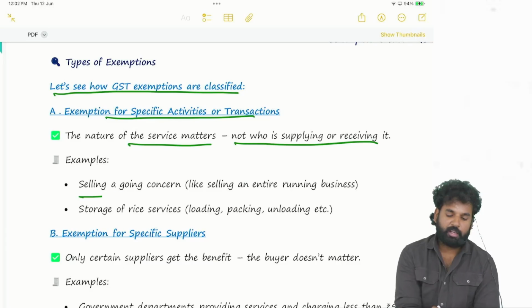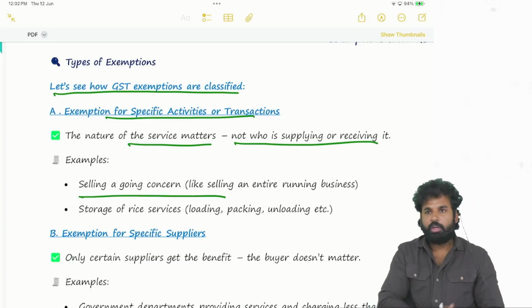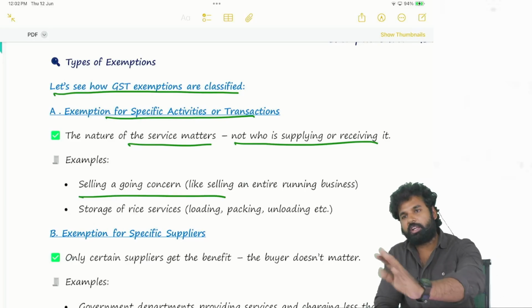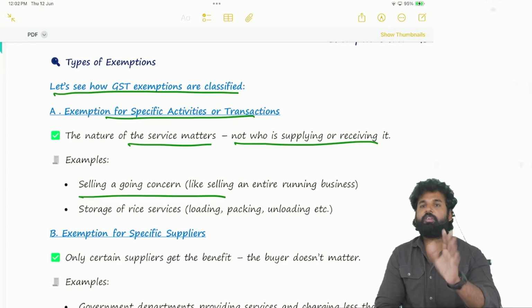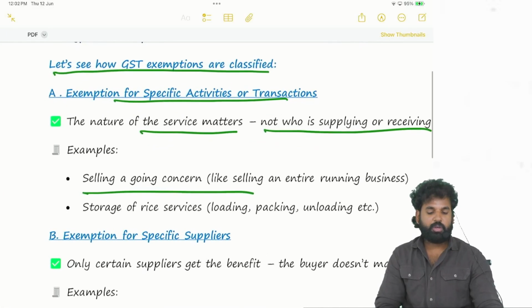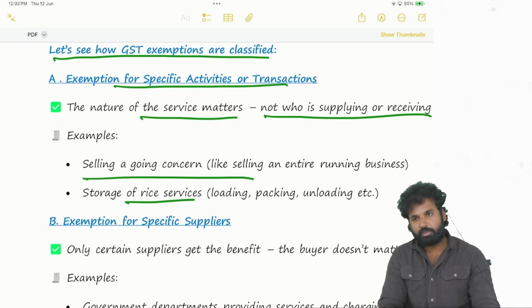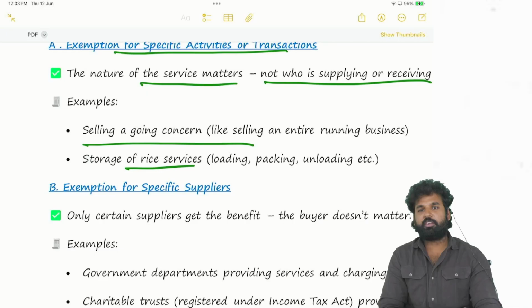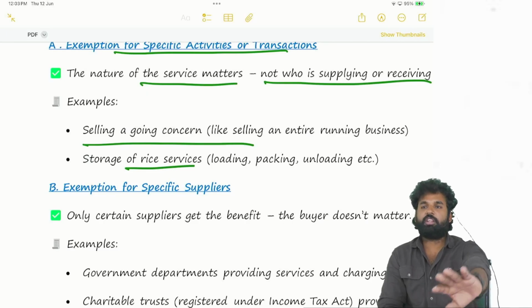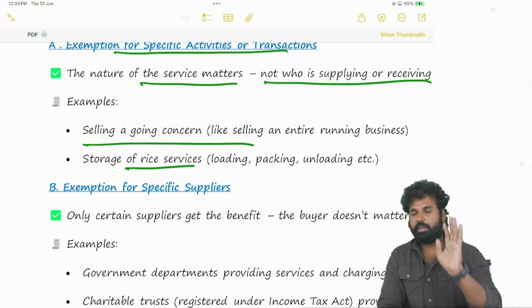Let's say selling a going concern. A business is there, and it is sold as it is. All the liabilities are transferred, all the assets are transferred. The complete business has been transferred as a going concern. So that will be given as an exemption. Next, storage of rice, or warehousing of rice, or handling of rice, that will be given as an exemption. If anybody is doing such an activity, that is an exemption. It is not necessarily a particular person doing the activity. Any person who is doing such an activity will get the exemption.